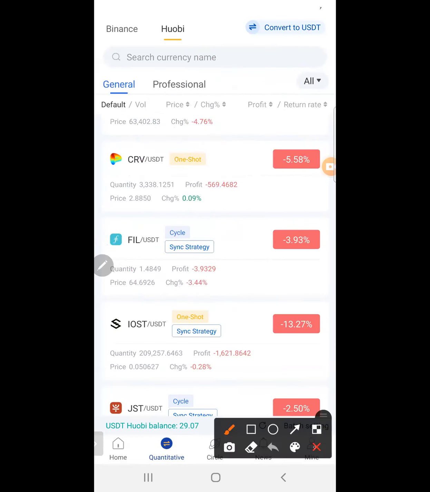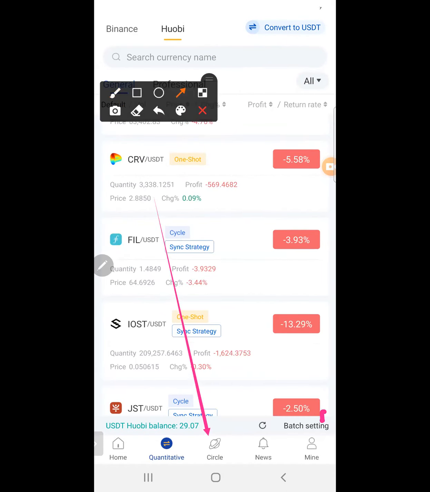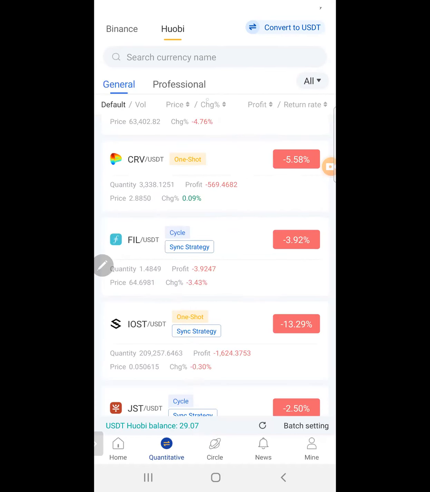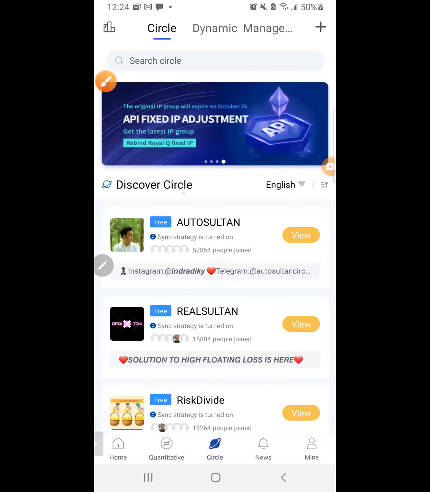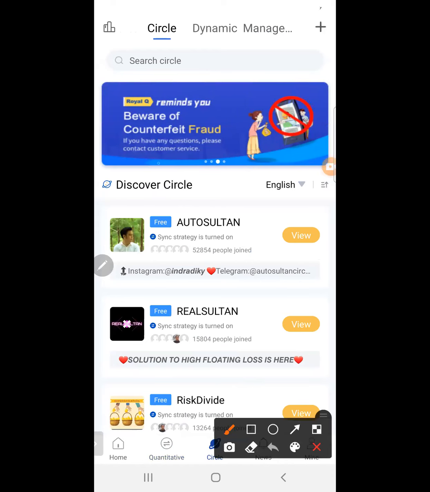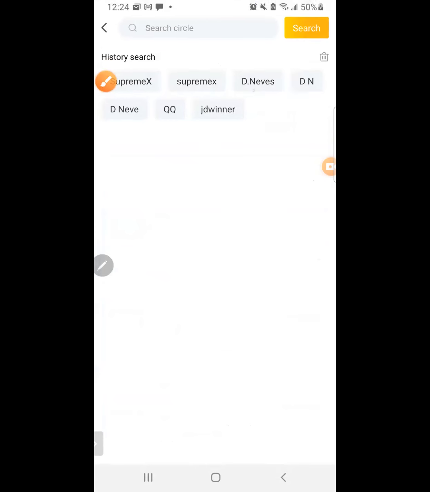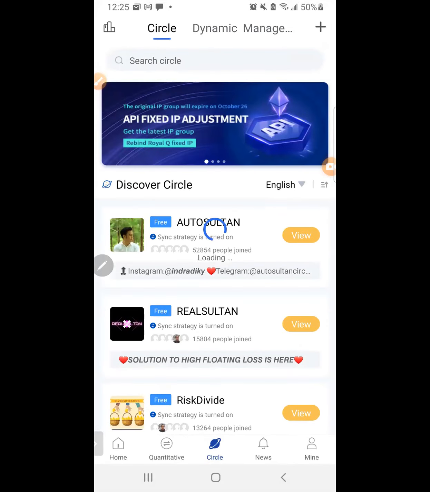So how do you do it? Again, come here, click on cycle. Now, when you come to cycle, there are a lot of strategies, a lot of people there. And I can tell you, I have tested almost like 5 of them. I've tried QQQ, I've tried JD Winner, I've tried, if you see the names, the names are there. I've tried this guy, the Nevers, I've tried DN, a lot of them.